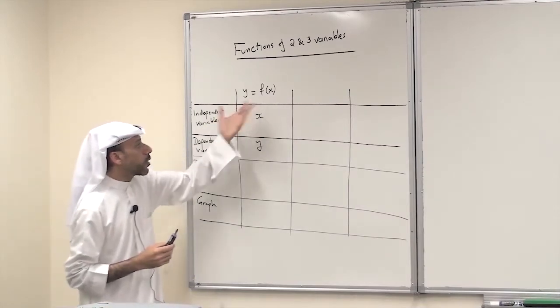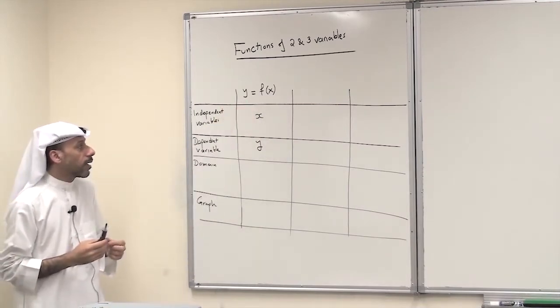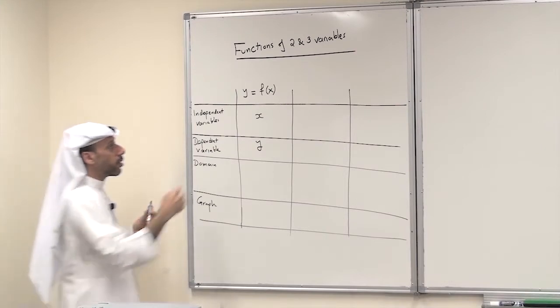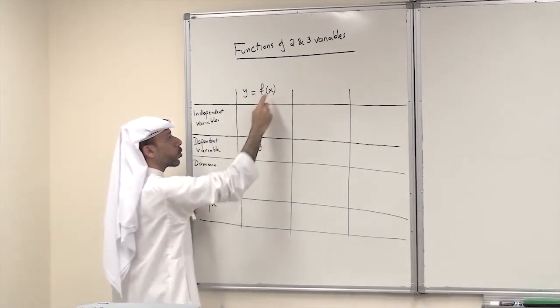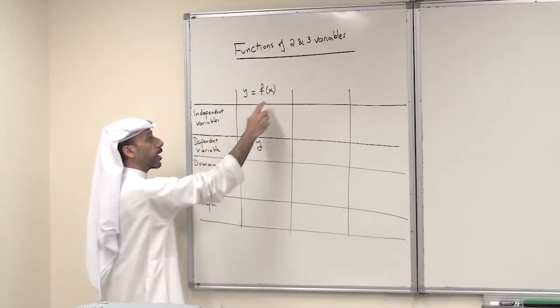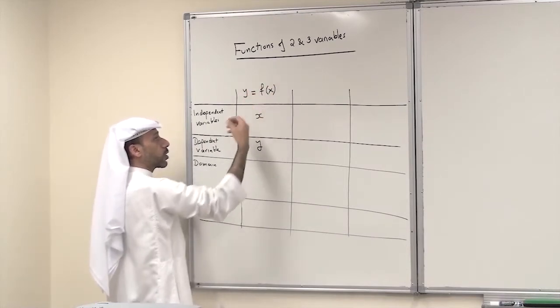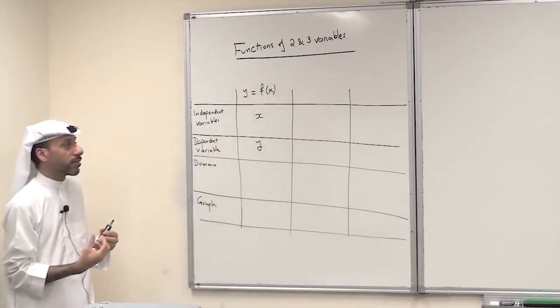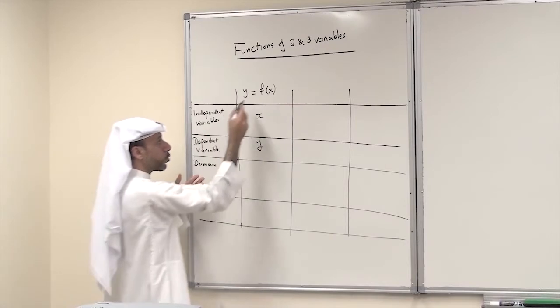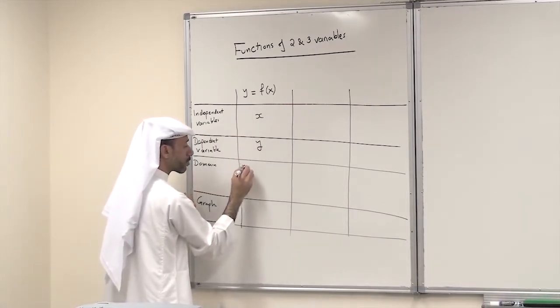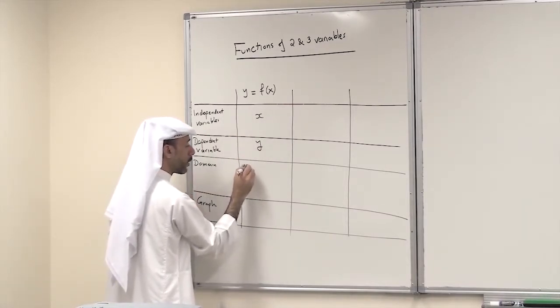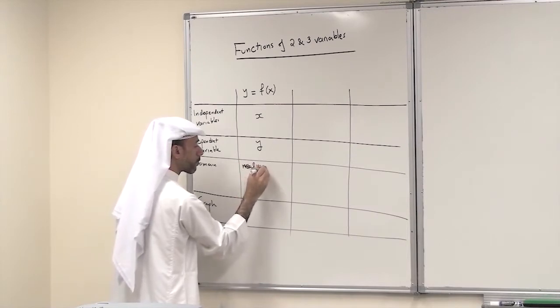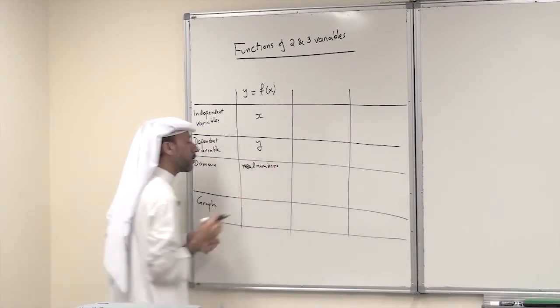For functions of one variable x, the domain will be real numbers, all possible values. The domain will be all possible values that will make the function real or defined. So usually the domain will be numbers.